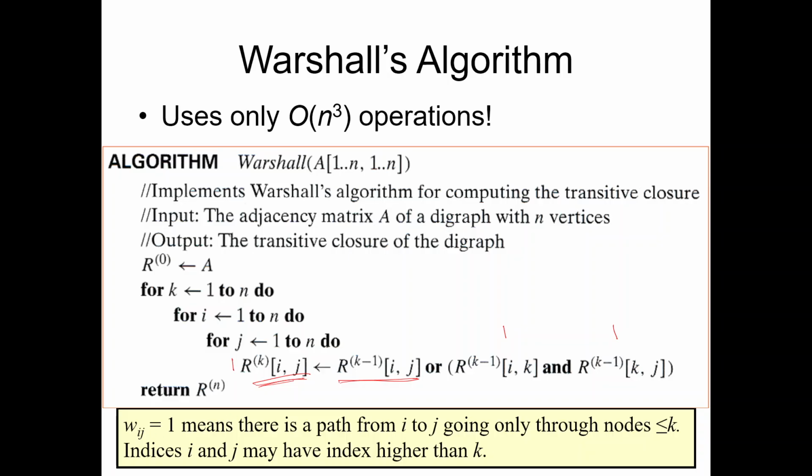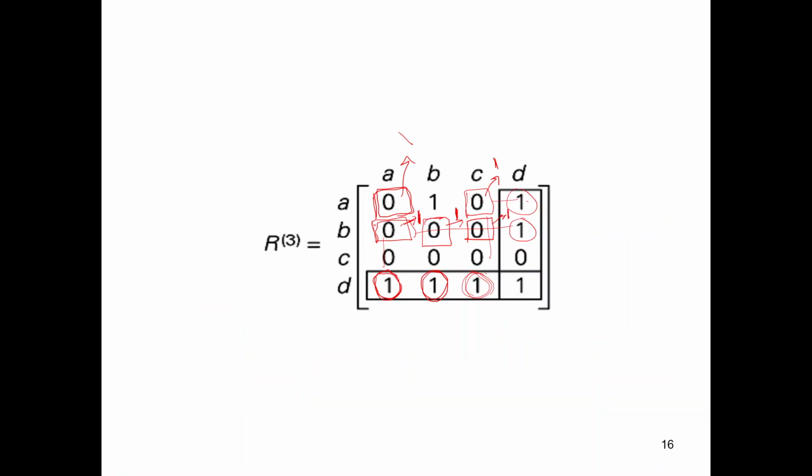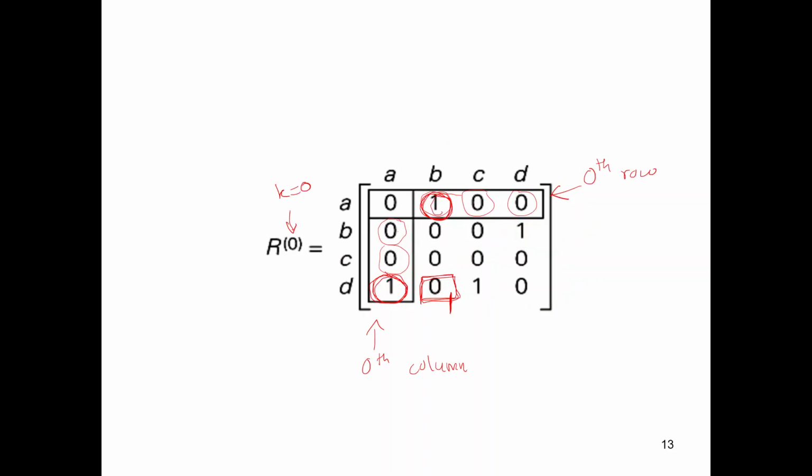Now, w ij equal to 1 means there is a path from i to j going through the nodes less than or equal to k. Indices i and j may have index higher than k, right? So basically, it means are there any paths between i and j? When k equal to 0, it means are there any paths between i and j going through these nodes? So for example, here it meant is there any path between B and D which is going via A? Okay, so that is what we are trying to find.